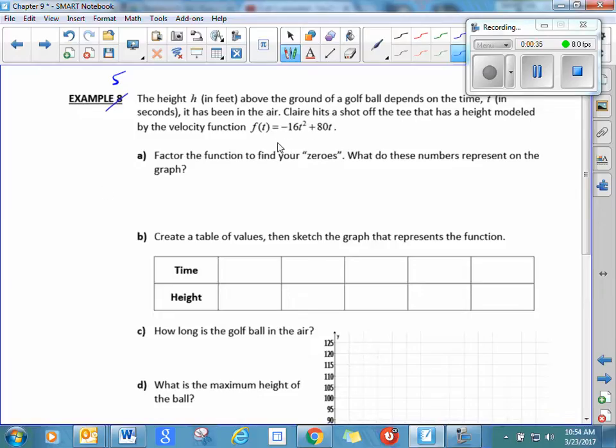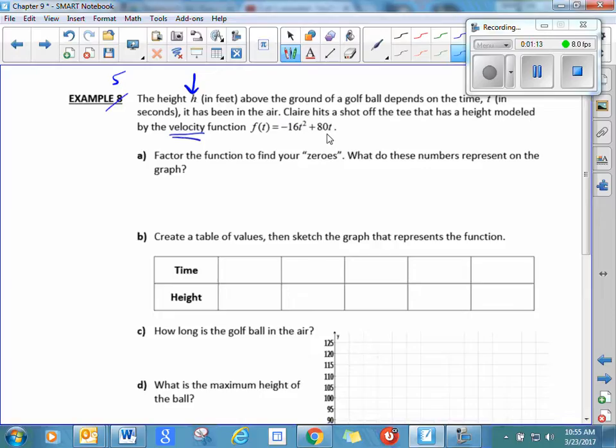There is a formula for this scenario, and you're going to see this formula a lot in physics, because this is really a physics problem. It's a math problem, but it's also a physics problem too. So Claire is hitting this shot off the tee, and this is a formula to calculate the height. The height is a function of time. So the height is h, which is going to be our y value, and it is the dependent variable on how long that ball is actually in the air, which is the t.